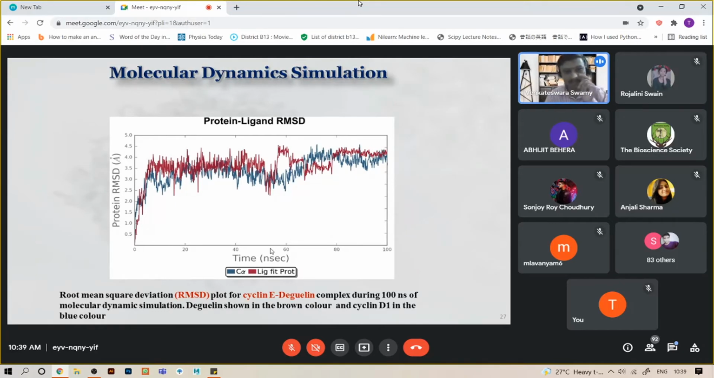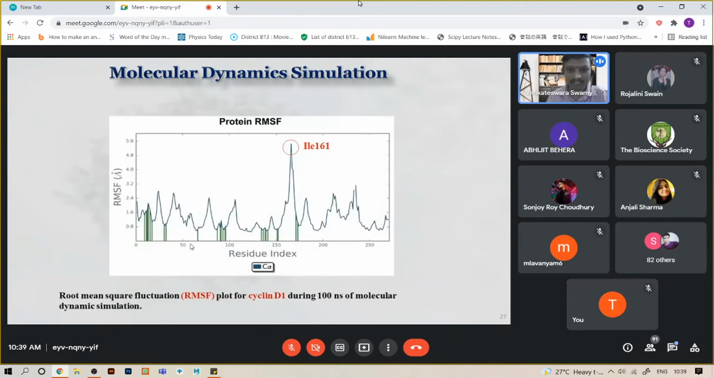Whatever happens within a fraction of a second, we want to increase the time to observe it. We are going to the level of 10 to the power of minus 9, 10 to the power of minus 12 of a second, so we can call it a nanosecond or picoseconds. Okay, this is the observation of the protein and the ligand.